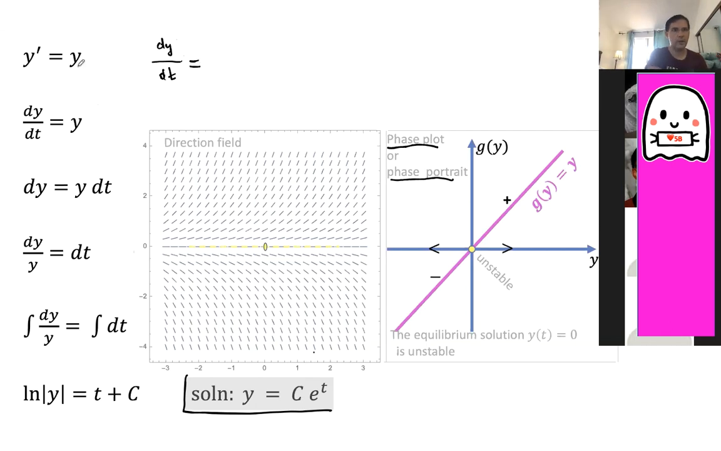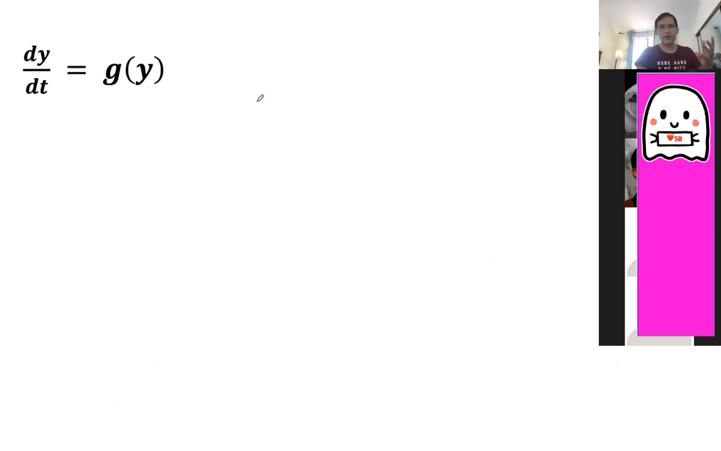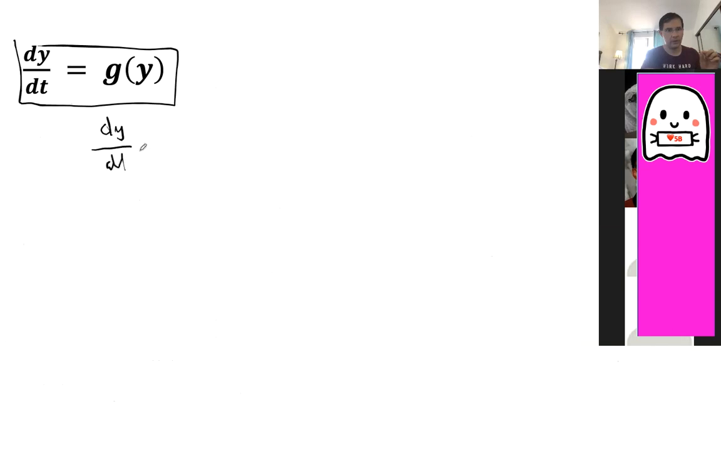That's equal to, well, y. That's equal to y. But in general, this is the right hand side of this differential equation, so some function g of y. Every autonomous differential equation looks like this: dy over dt is some function of y on the right hand side. So in this example we are looking at now, the equation looks like this: dy over dt equals y. And the function g of y is a very simple function, y.